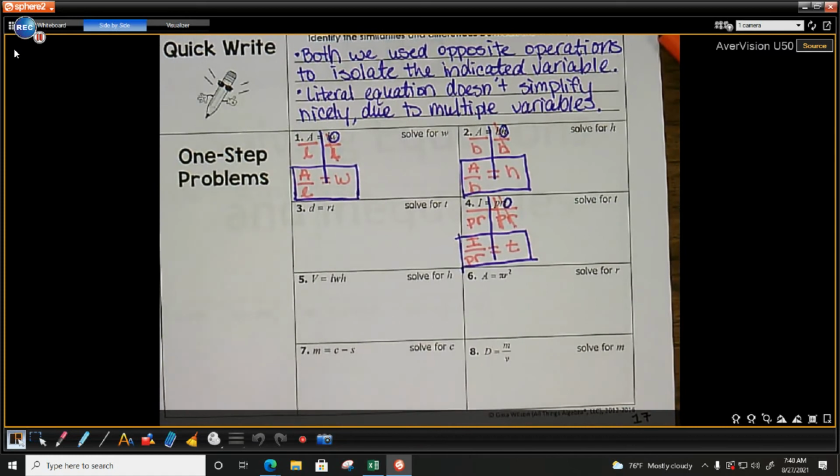How are we feeling about these, guys? Not too bad? Are any of us liking these more than solving for a variable that's only one variable? They're shorter.